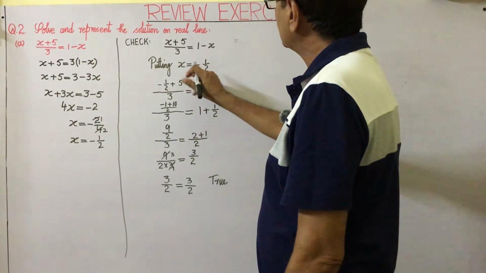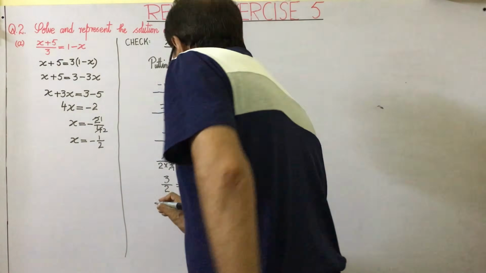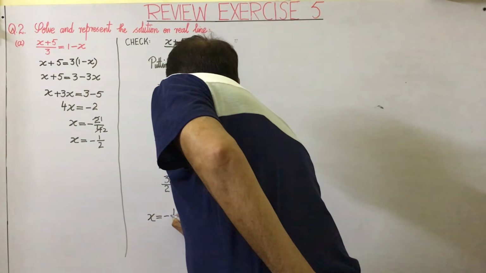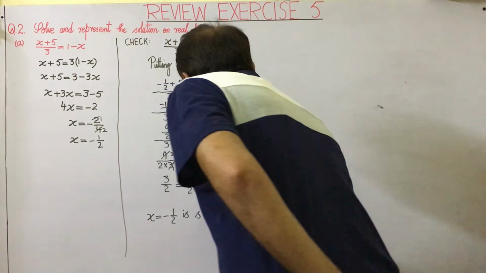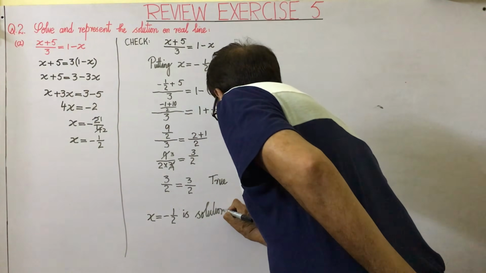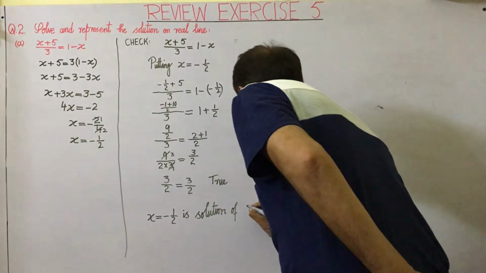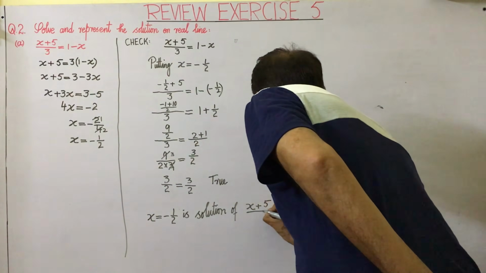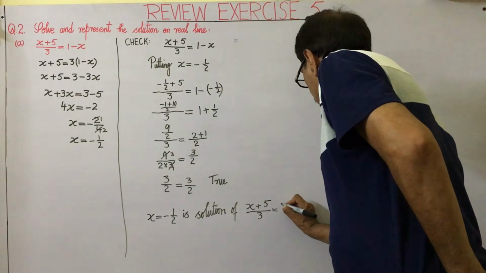So x is equal to minus 1 by 2 is a solution of (x plus 5) over 3 equals 1 minus x.